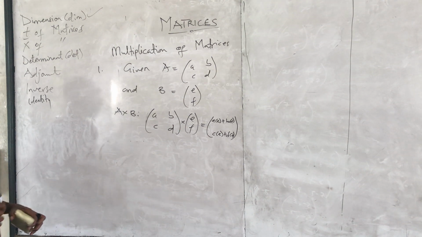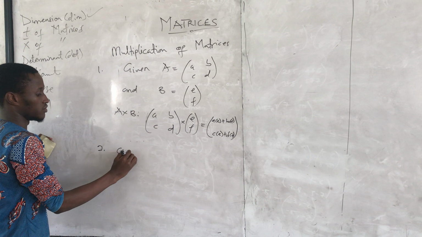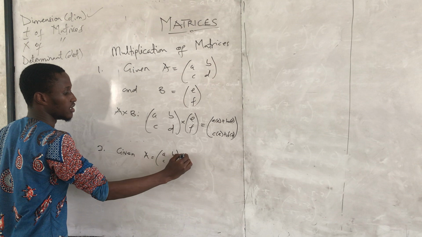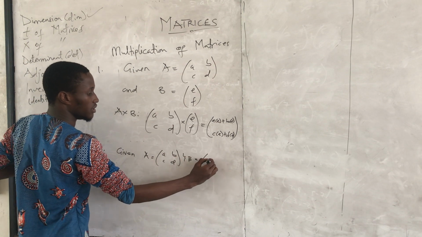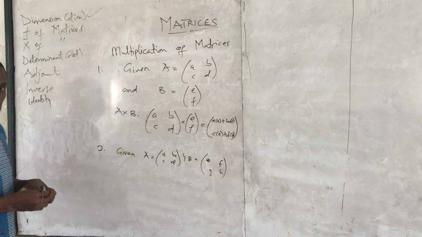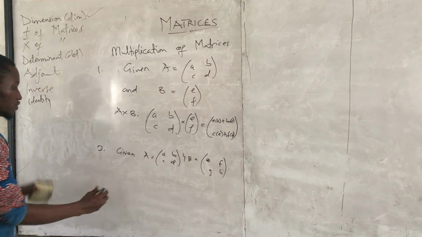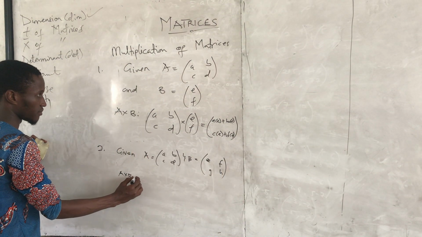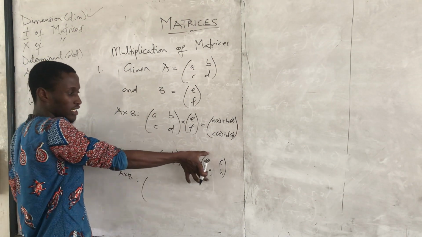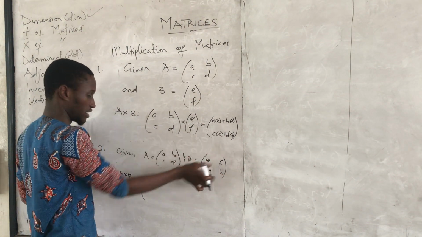Let's make this 1. Then 2. Giving A to be A, B, C, D, and B to be E, F, G, H. Now let's look at this. We'll first tackle the first column and then we'll do the second column of B. So A times B becomes, what I'm saying is we'll take the first one, we'll multiply just like this one, and we'll do the same thing for the second one.